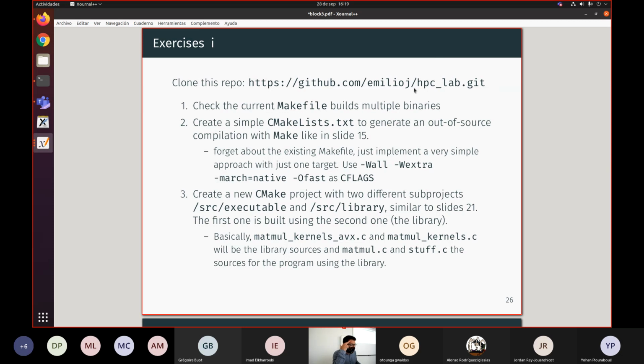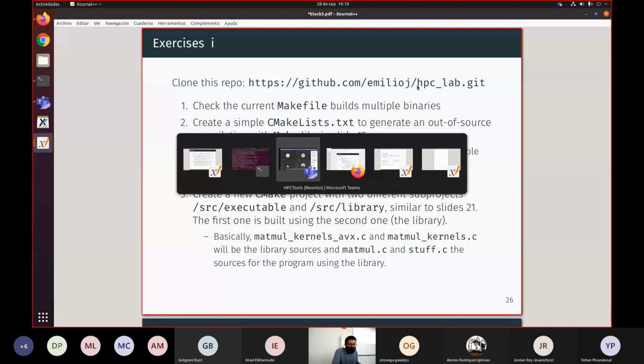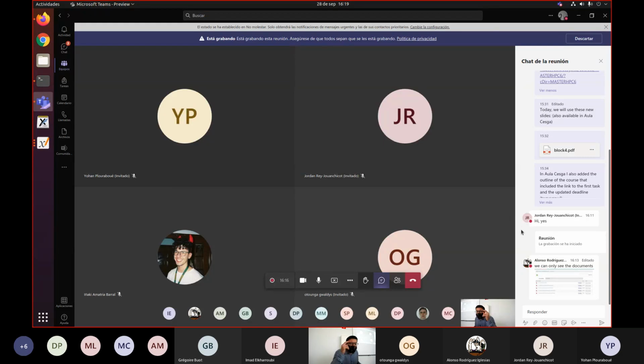Okay. Any experience with these exercises? Do any of you want to comment something about these CMake exercises? Any problem?